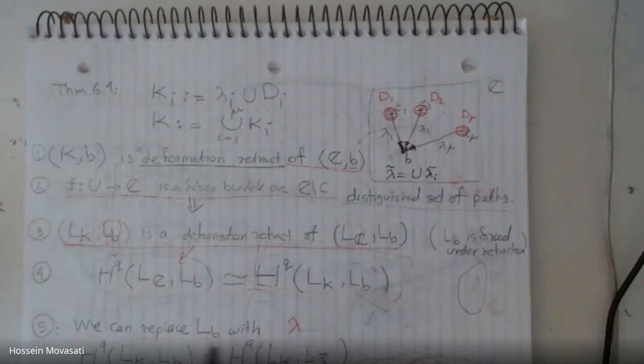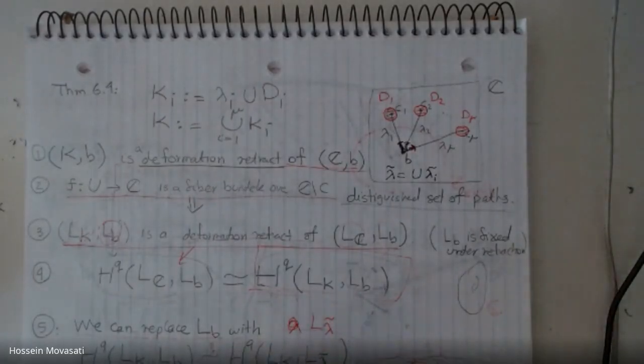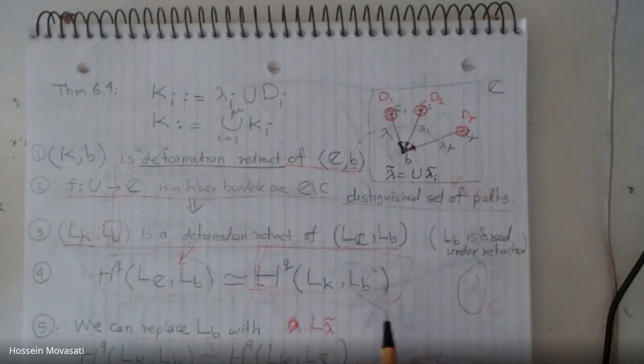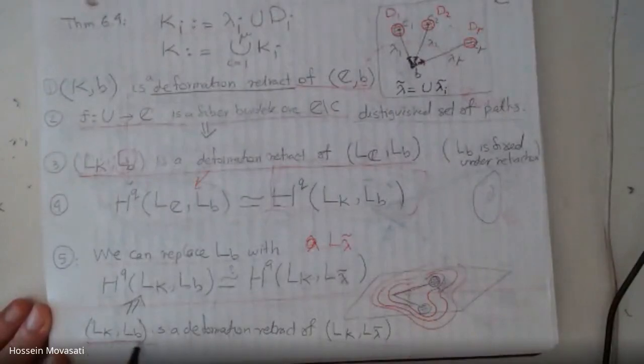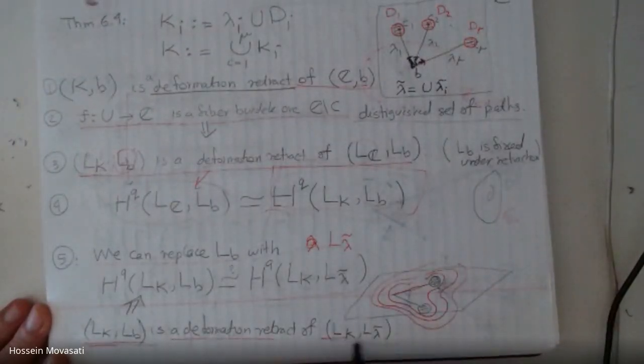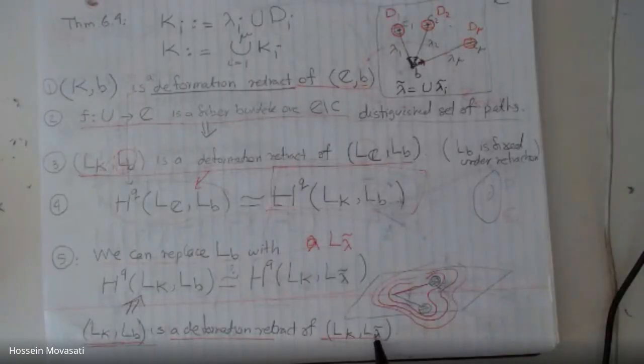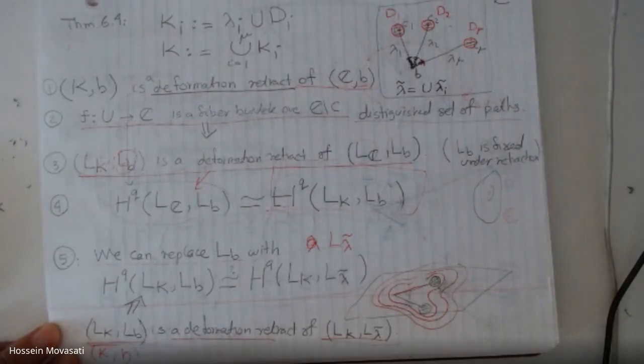So we can replace LB with this L lambda tilde, and the reason is as before. The point is that LB is a deformation retract of lambda tilde, and the reason is exactly that KB is a deformation retract of K lambda tilde.